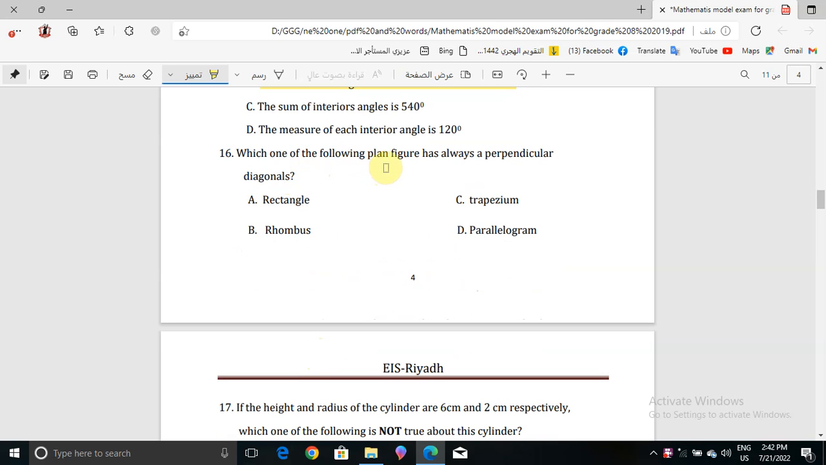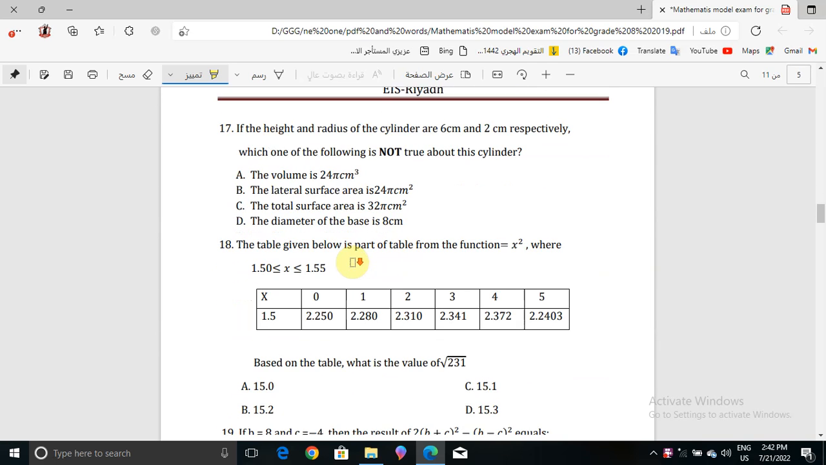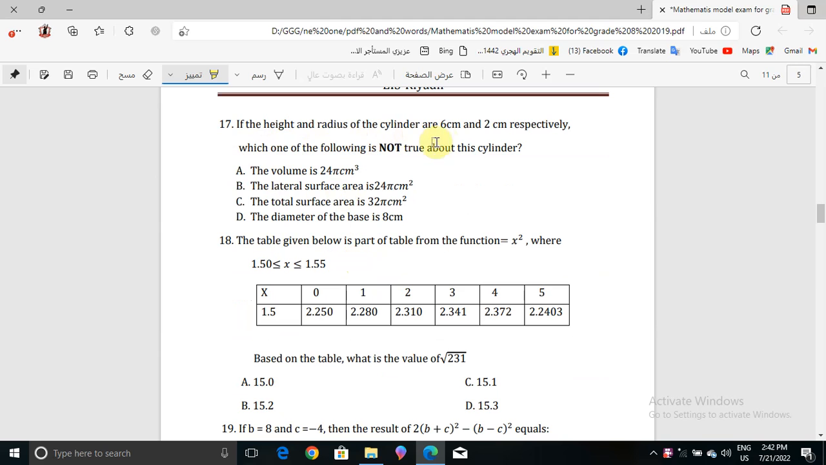Which one of the following plane figures always has perpendicular diagonals? It will be the rhombus, of course. Now question number 17, what we have: if the height and radius of the cylinder are 6 cm and 2 cm respectively, which one of the following is not true about this cylinder? The volume is 24 pi centimeter cube. Let's check. If we make r squared times height, here we have radius 2 centimeter, right? If we make it 2 squared, it will be 4 times height, which is 6. It will be 24 pi centimeter cube, right?